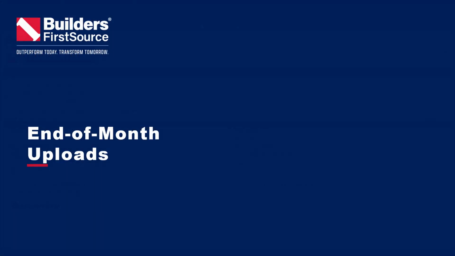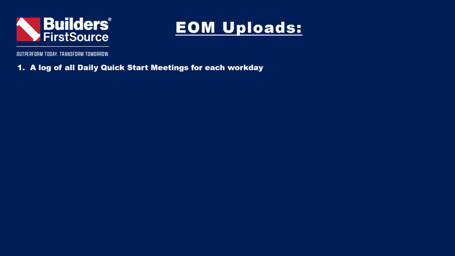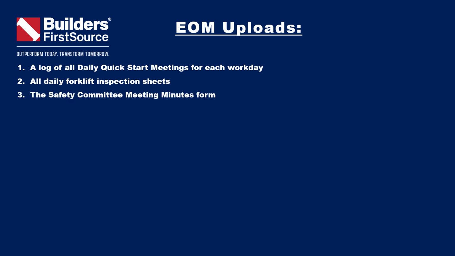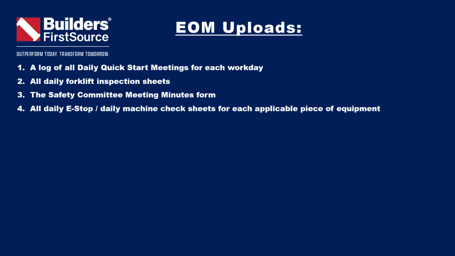Now that we know how to upload into the location folder, let's review the required documents. Monthly uploads include a log of all daily Quick Start meetings for each workday, all daily forklift inspection sheets, the safety committee meeting minutes form, and all daily e-stop or daily machine check sheets for each applicable piece of equipment.